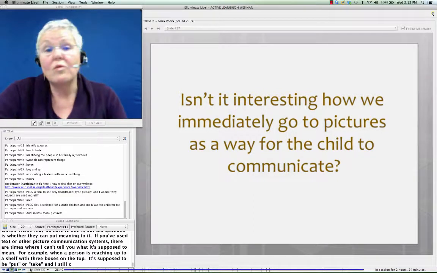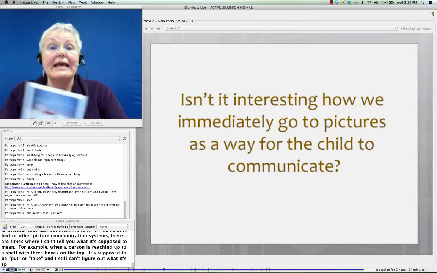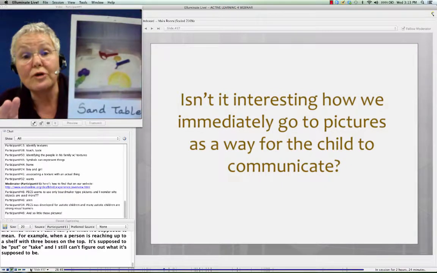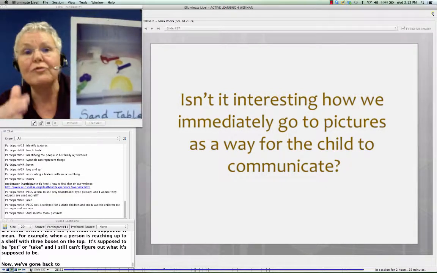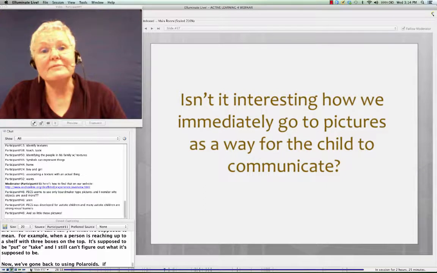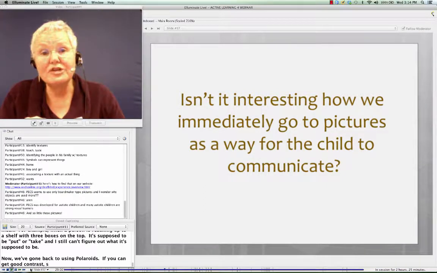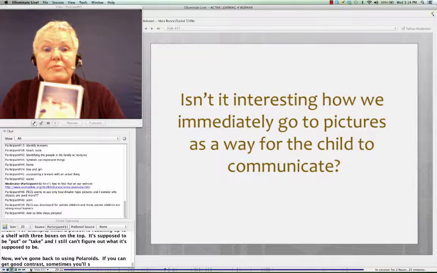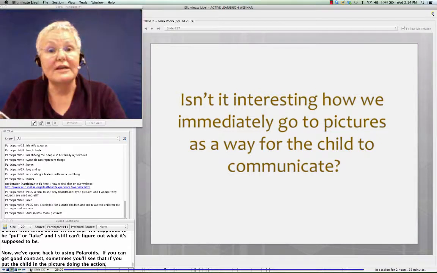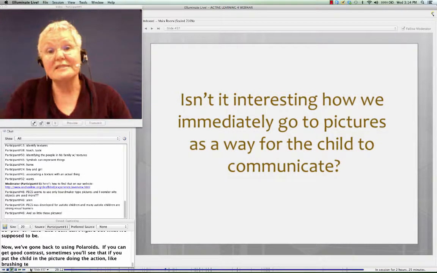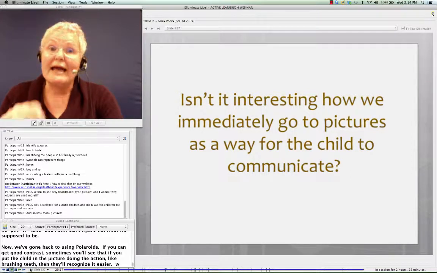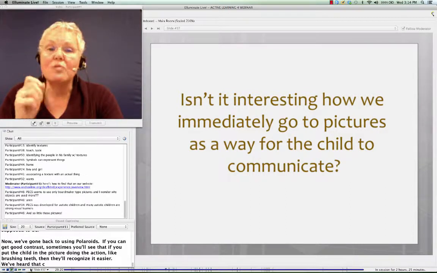And so one of the things that we've also tried with kids, instead of doing pictures, is we've gone back to things like Polaroid. And of course, Polaroid is very old-fashioned, but you can just do regular photos. And if you can get good contrast in those, you can sometimes find, especially if you put the child in the picture, so if she's supposed to be brushing her teeth, then this is a picture of her brushing her teeth. And all of a sudden, she's starting to recognize. We especially look at that as a possibility when I hear that the kids love to look through the photo albums at home. And I start thinking, gosh, if they're looking through the photo albums, what is it?